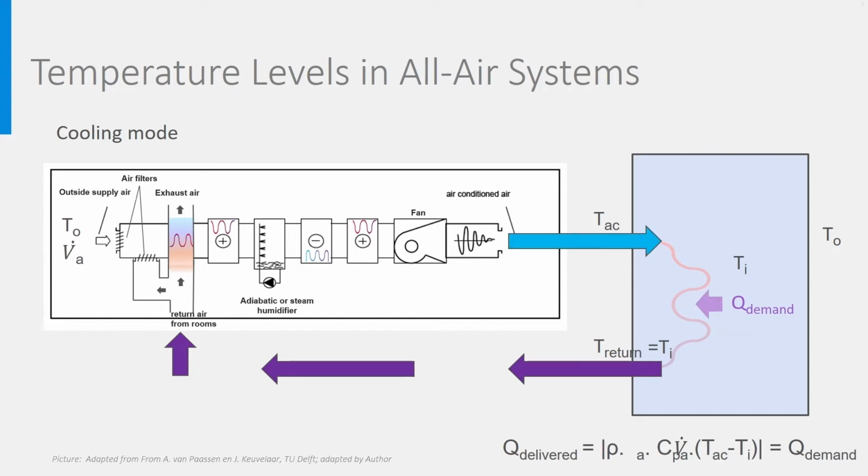In cooling mode, we would have exactly the same, only TAC would now be lower than Ti and Q demand would be negative because cooling is removing heat. But as you know, we just use the absolute value. Anyhow, you can play with two variables, the volume flow rate VA and the temperature of the conditioned air TAC to bring the needed energy in the room. The larger the volume flow rate, the closer TAC will be to Ti and conversely.